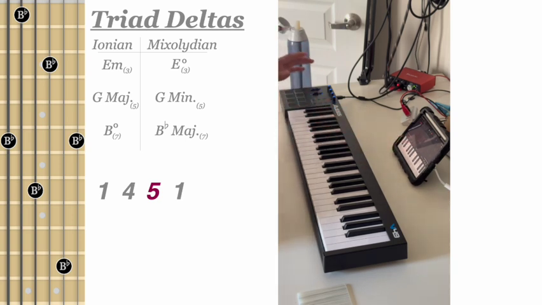Now we're still going to do the 1-4-5 back to 1. The only difference now is our 5 is going to be a G minor. So our 1 is a C major, our 4 is an F major, our 5 is a G minor, and then we come back to C major. So this is Mixolydian. Let's listen to that again. And you hear it's a little bit weaker on the resolution. But again, that was our typical 1-4-5 in both Ionian and Mixolydian.